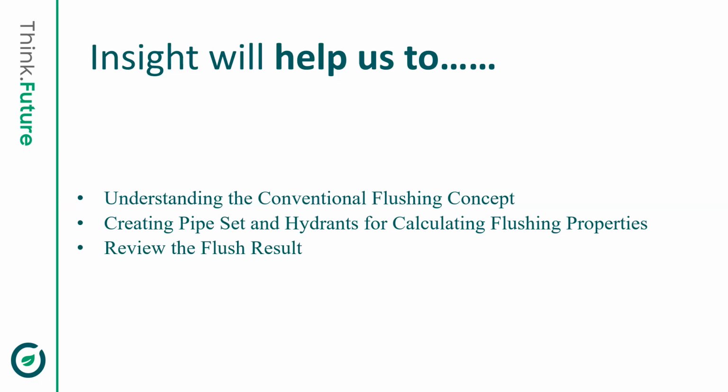What is the importance of flushing in a water distribution system? It helps you maintain the integrity of the pipeline by removing debris, sediment and other impurities. Secondly, it increases the efficiency and reliability of the pipeline system by improving the flow of fluids and gases. Third, it helps prevent corrosion and buildup of mineral deposits inside the pipeline. And lastly, it enhances the safety of the pipeline system by reducing the risk of ruptures and leaks. We will now switch to the software and see how it works.